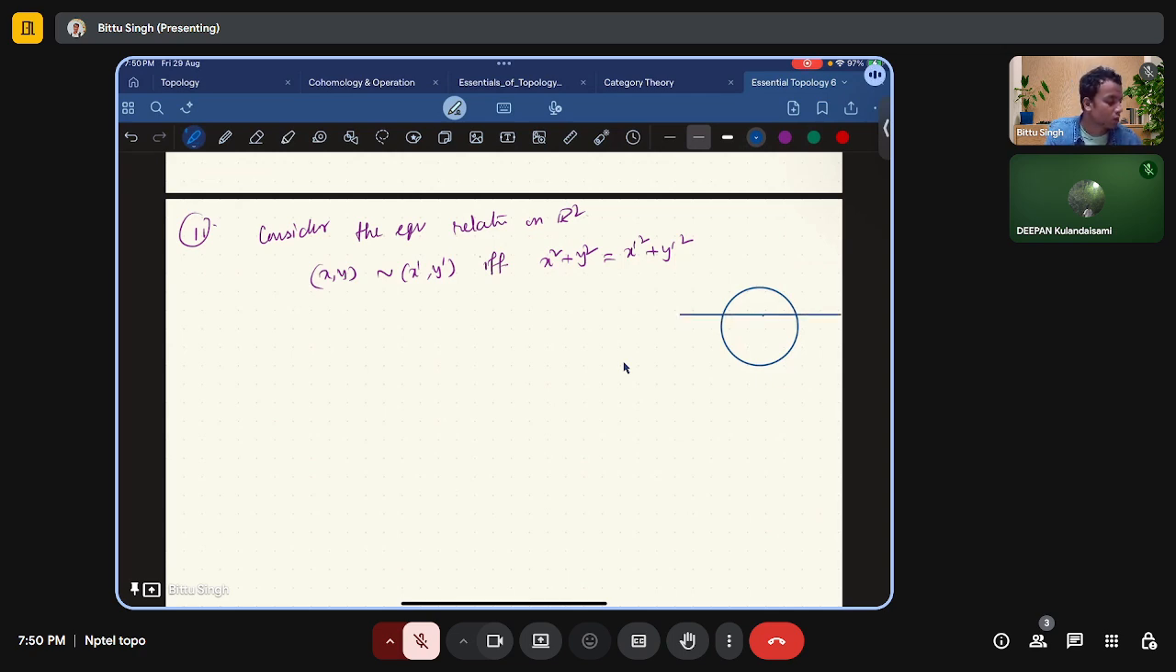So that circle is identified. Similarly, those concentric circles identify all those kinds of circles. Then R2 modulo this relation, this quotient space, is homeomorphic to option A, R; option B, S1; option C, [0, infinity). Which of the following is correct?